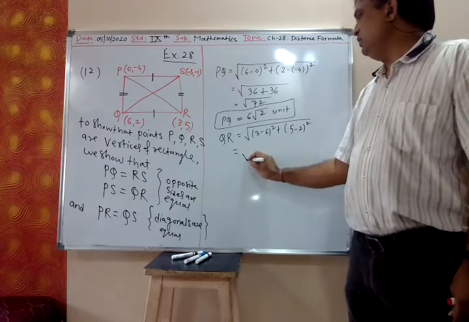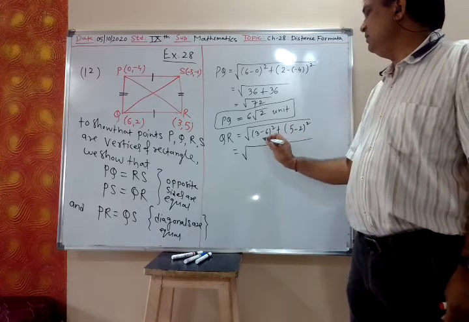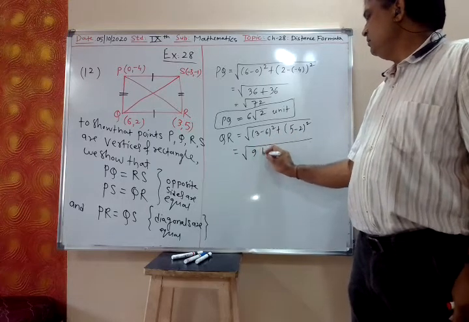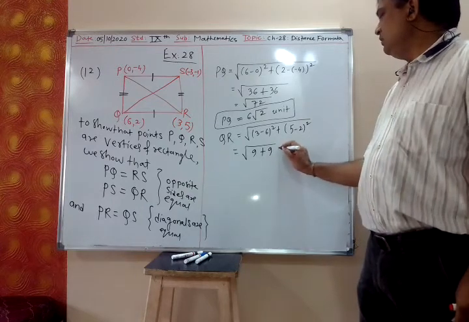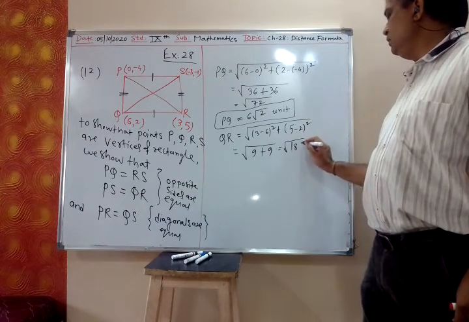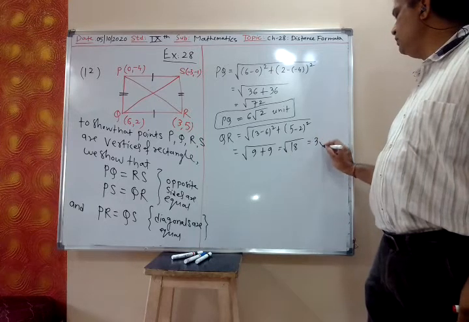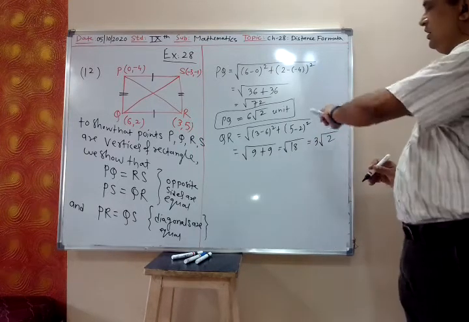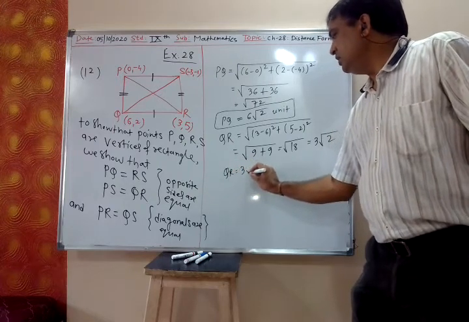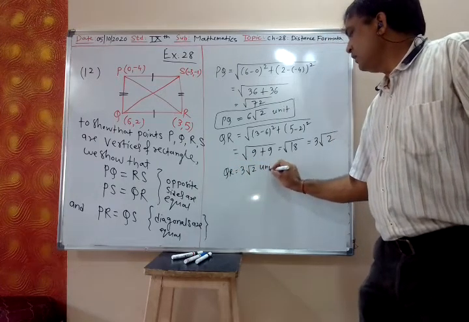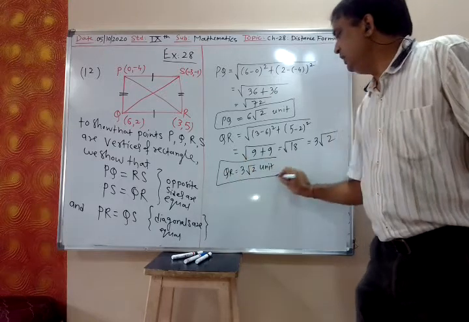So that will be square root of 3 minus 6 square, which is 3 square, 9, plus 5 minus 2 square, which is 3 square, 9. That is root 18. Root 18 is 3 root 2, since 9 twos are 18, take 3 outside. So QR is 3 root 2 unit. So we have found PQ and QR.